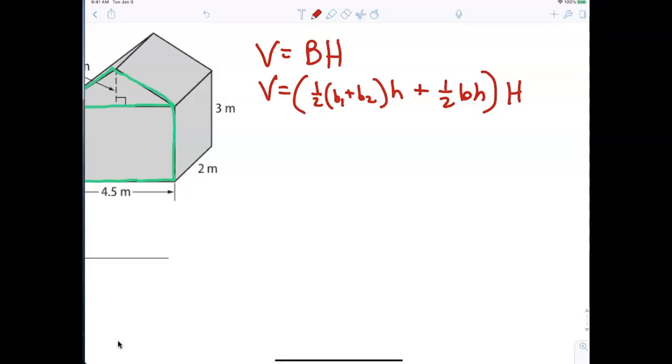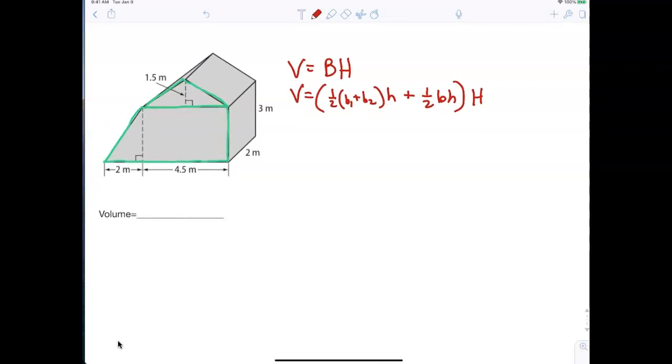Now, here we go. Again, we're going to write volume equals parentheses 1/2. What are the two bases of the trapezoid? Isn't it 4.5 and 4.5? No. Well, 4.5 is one of them. Tell me. 2? No. Is it 6.5? Yeah, of course, 6.5.